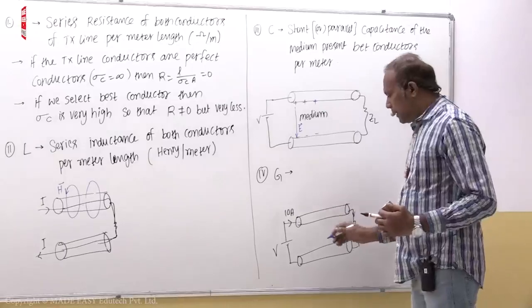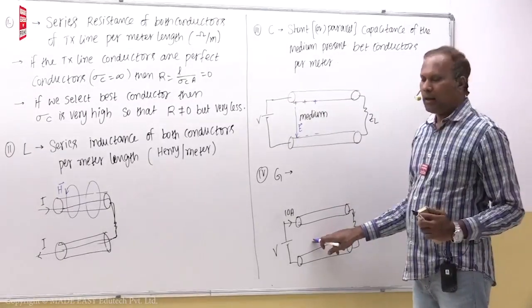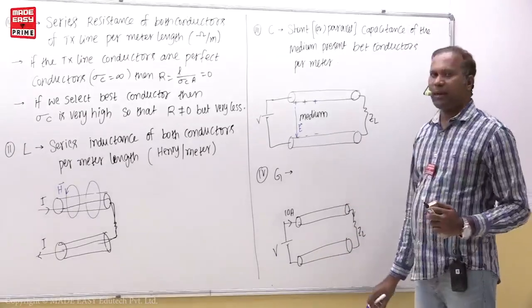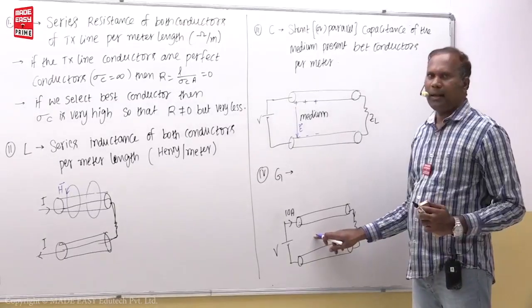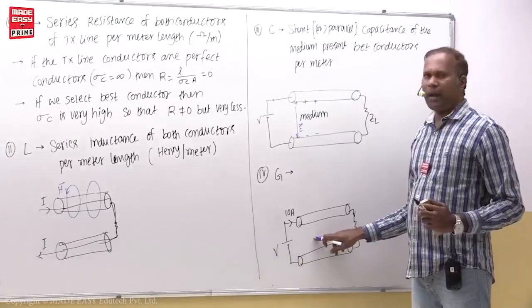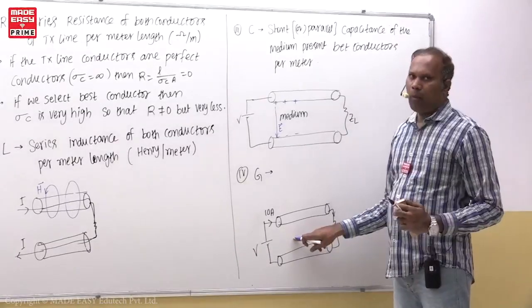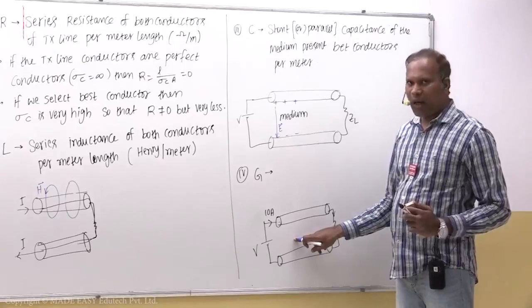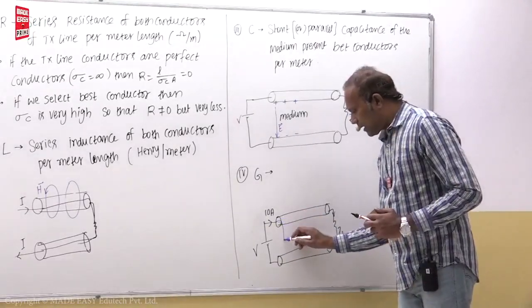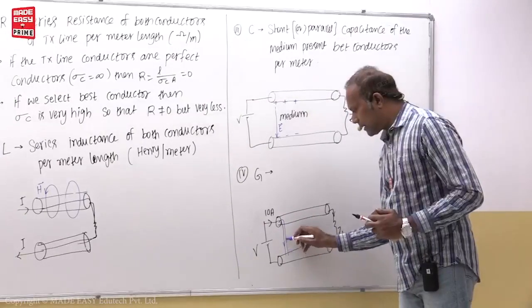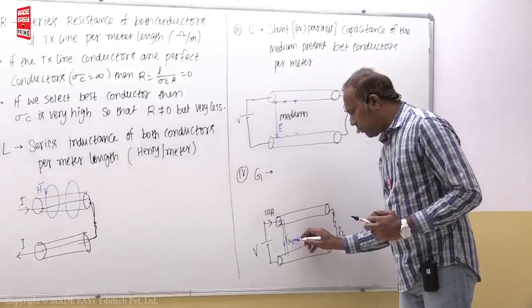But no dielectric medium is perfect. Perfect means we expect sigma equal to 0 for the dielectric medium, but generally every dielectric medium has a very small value of sigma. The practical value is 10 power minus 17 mho per meter conductivity. That is very small, so the leakage is also very small. For example, here a little current leaks.